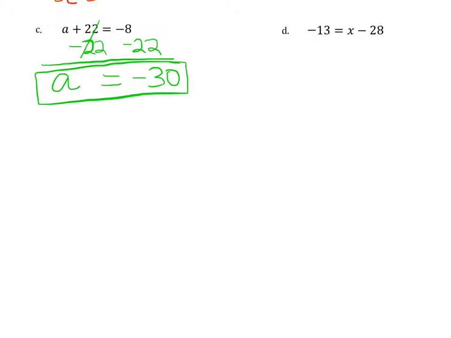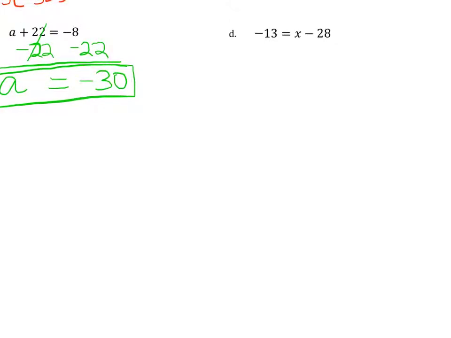Last but not least, we're going to go to part D, where we have negative 13 equals x minus 28. Looking at my variable x, the operation that I see in the problem with that x is subtraction. And so I have to do the opposite in order to isolate my variable. So I'm going to add 28 to both sides. On my left-hand side, I get negative 13 plus 28, which is 15. And the 28's cancel over here, and so I'm left with x.